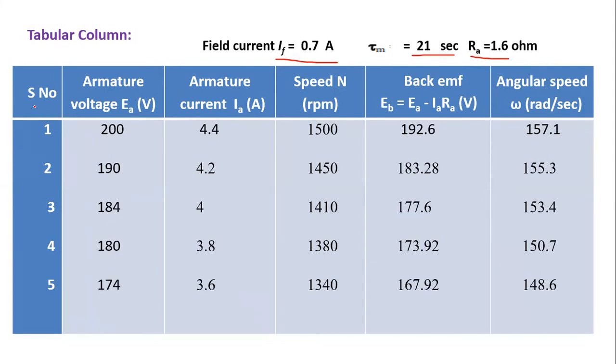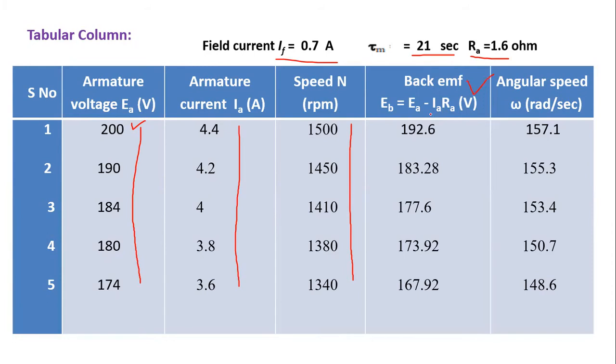And coming to the values, the armature voltage is 200. This is the armature voltage and armature current. This is the speed you are getting from this experiment. Once you know these three parameters, then you need to identify the back EMF.